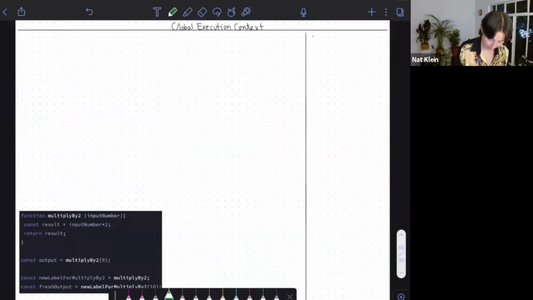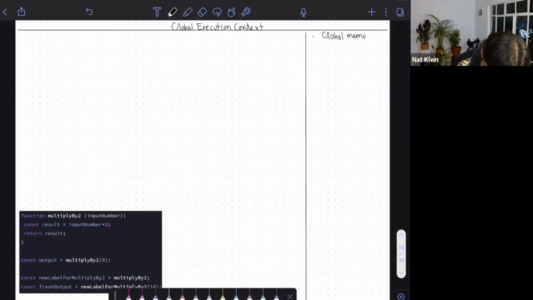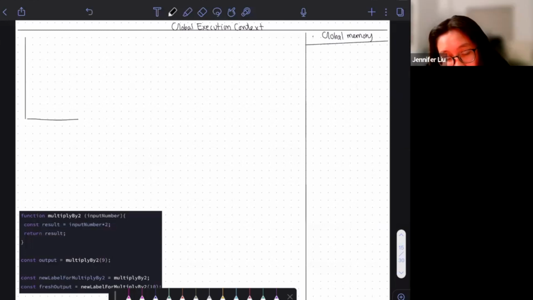Alrighty. So here we go. We have our global execution context. Who would like to help me out walking through this diagram? Jennifer, awesome. Thank you for volunteering, Jennifer. Let's complete the base setup for this diagramming right now. What do we have over here on the right? Where do we store data? The global memory. Yeah, awesome. And then what is the mechanism that we use to keep track of the current execution context that's running? A call stack. Yep.